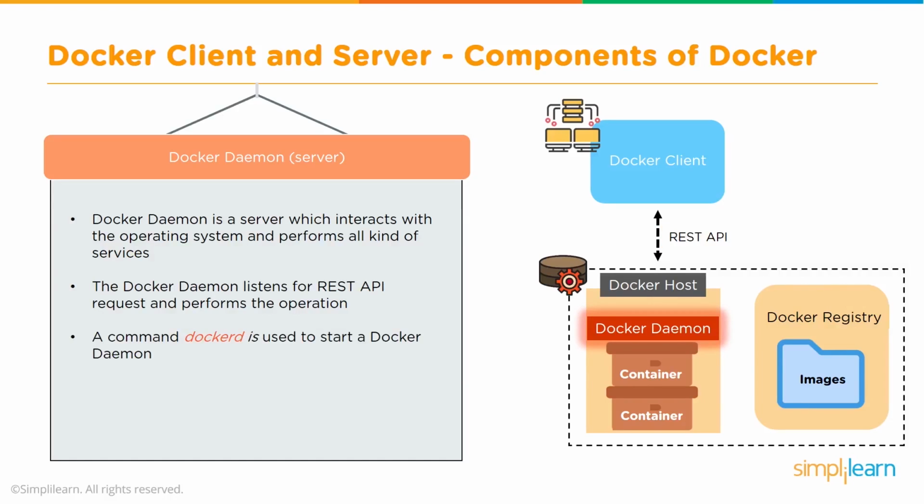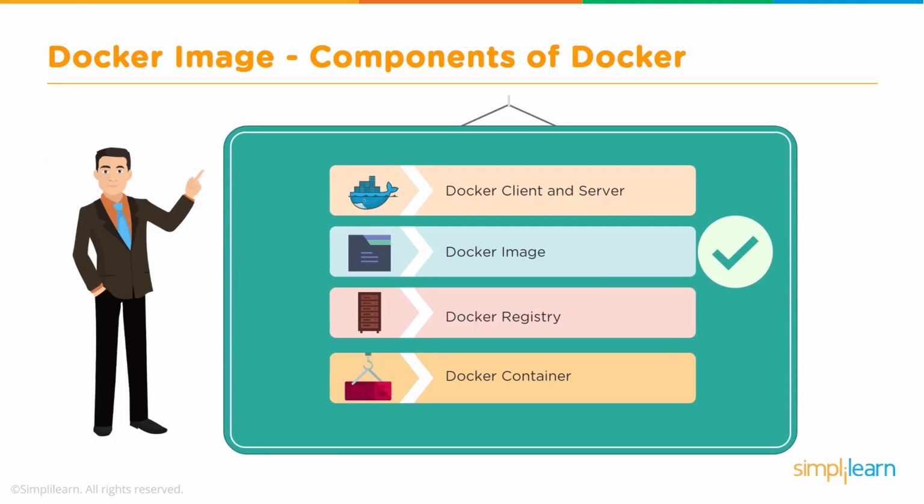If you want to trigger and start the whole process, what you want to do is use the command docker within your Docker daemon, and that will start all of your processes. And then you have a Docker host, which actually runs the Docker daemon and registry itself. So now let's look into the actual structure of a Docker image.